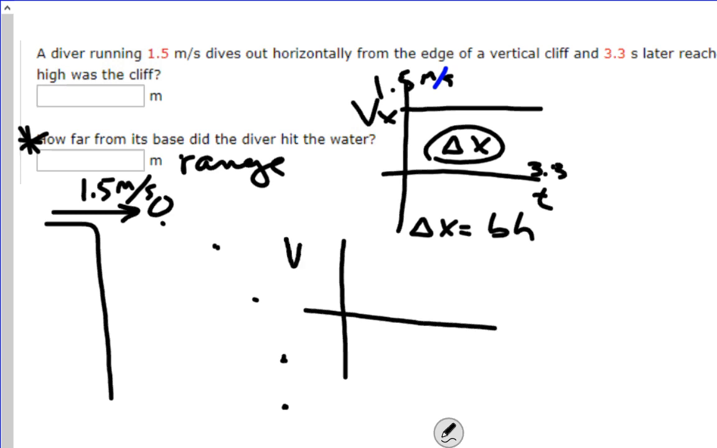All right, if we look at this in the y direction, remember, we're starting from rest in the y direction. Your initial y velocity for any horizontal projectile is 0.